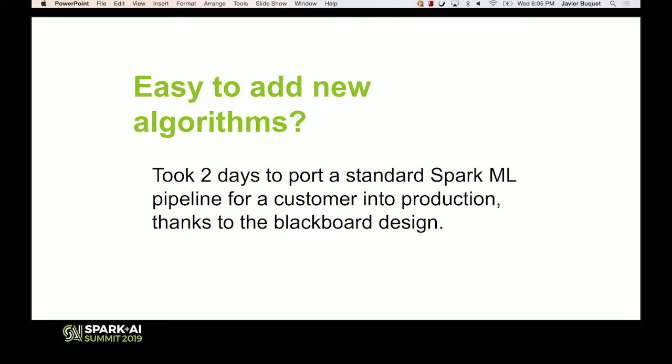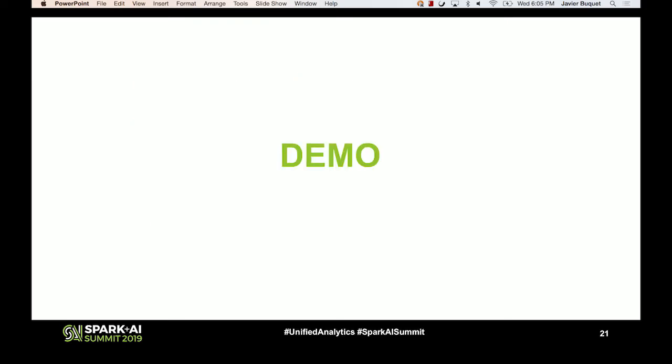Is it easy to deploy new algorithms? It took us just 2 days to deploy a standard ML pipeline that a Dataxu customer wanted to plug in. So it's definitely a success of this Blackboard design. With this, I'd like to give it to Javier, who's going to run the demo and explain all of this in a narrowed down example. So please welcome Javier.